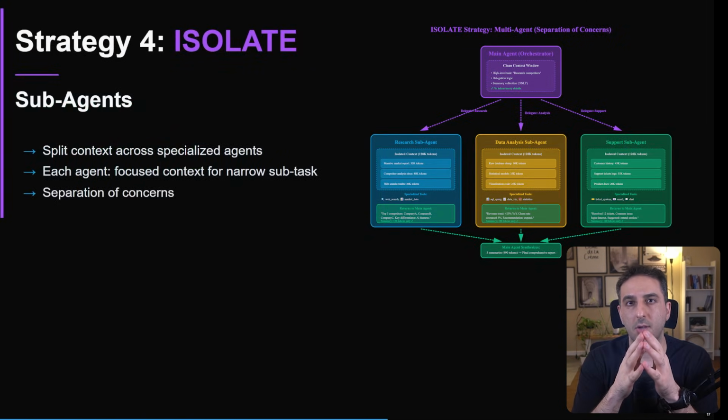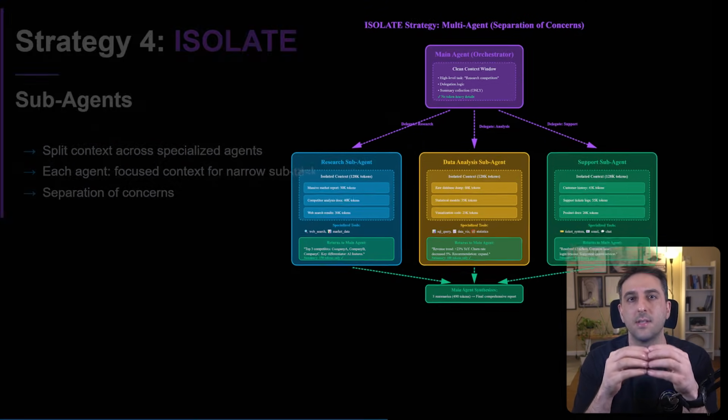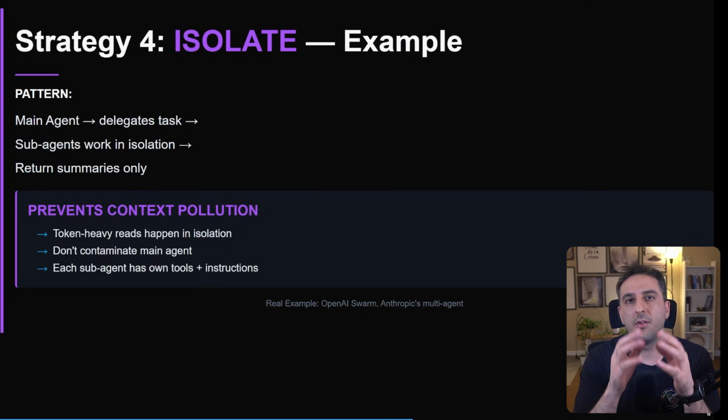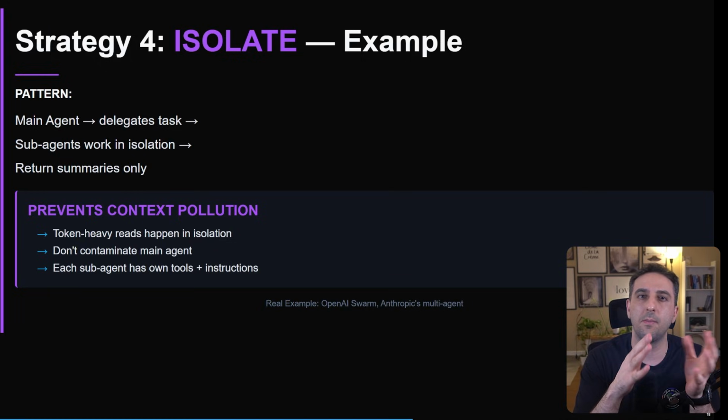Fourth strategy is isolate. This is about splitting context across specialized sub-agents. Each sub-agent gets a focused context window for a narrow task. Here's the pattern. Our main agent receives a complex task. Instead of doing everything itself, it delegates to specialized sub-agents. Each sub-agent works in isolation with its own set of tools and instructions. They do their work and return only a summary to the main agent.